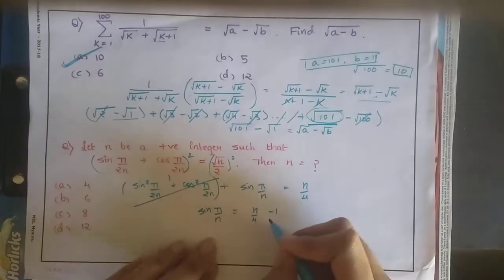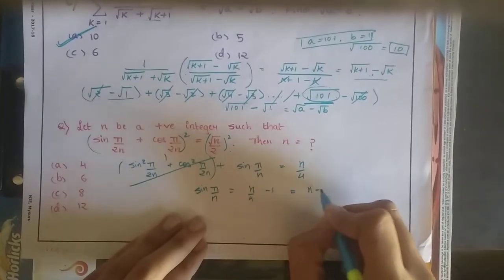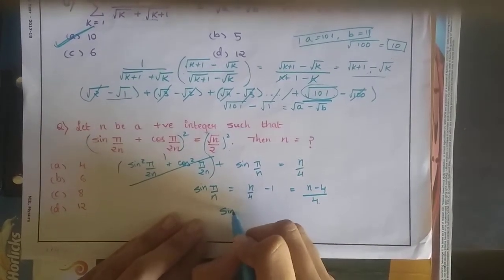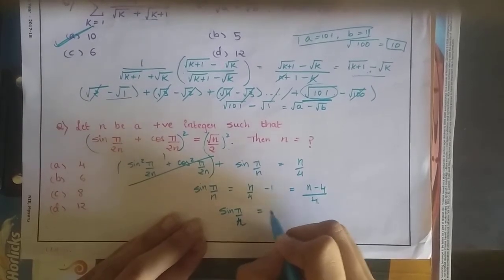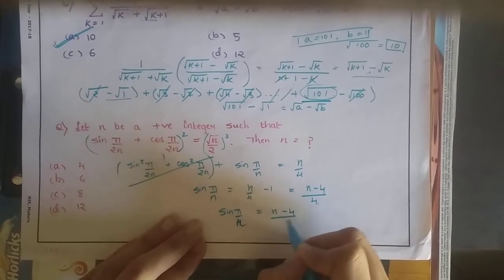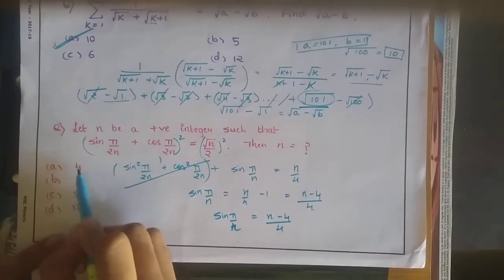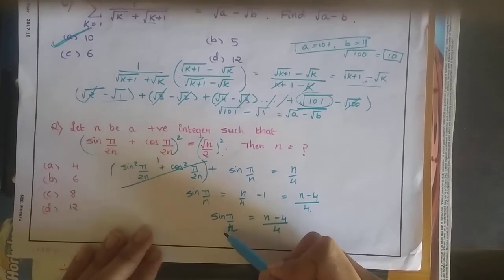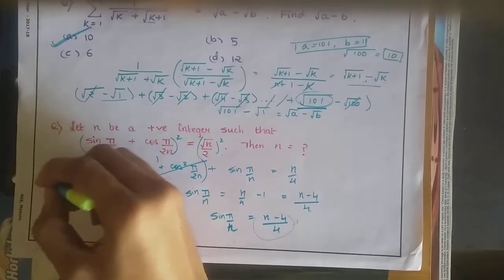Let me take LCM now. If I take LCM, it will be n minus 4 divided by 4. So this seems a little simple. Sine pi by n equals n minus 4 divided by 4. So now what? Now we can easily substitute for 4, 6, 8 and 12. If we substitute 4, sine pi by 4 is actually 1 by root 2. But we don't have any root kind of terms here, so this will not be the answer.